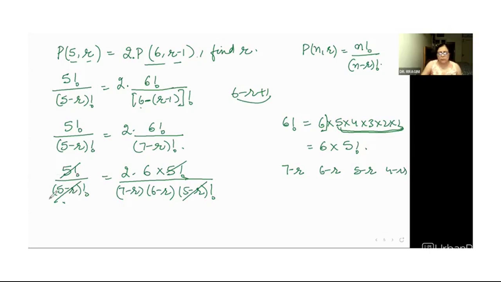So see now, this whole thing has become 1. 1 is equal to 2 times 6. This dot is times. 2 times 6 is 12. Over 7 minus r. See, all the factorials have been eliminated from this calculation, right?